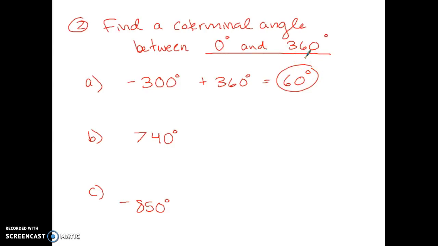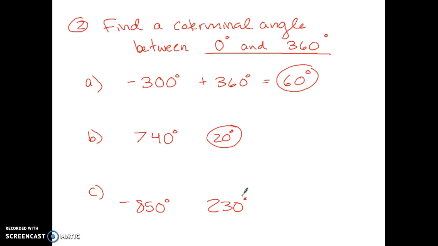What about 740? Let's subtract 360. That gives me 380, so not good enough. Subtract another 360, and I get 20 degrees. Now that fits. Looks like for negative 850, we're going to have to add 360, not once, not twice, but 3 times. Okay? So feeling good about those?